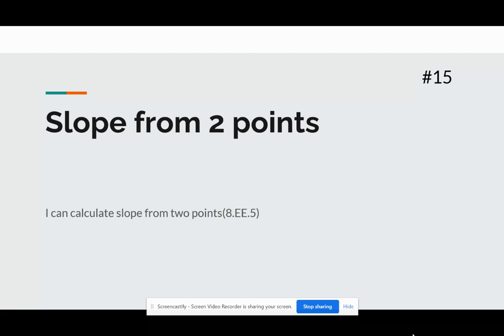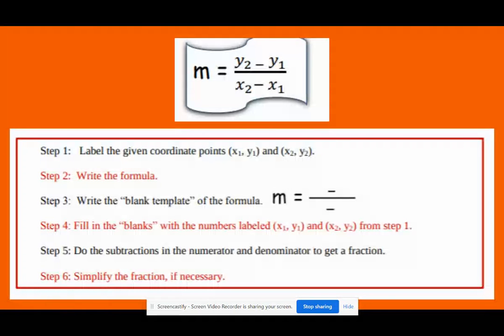So our I can statement today is I can calculate slope from 2 points. And then we are going to label this number 15 if you're in my class. So number 15 in our math notebook, slope from 2 points.